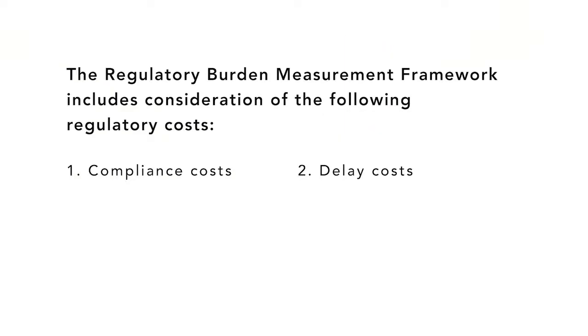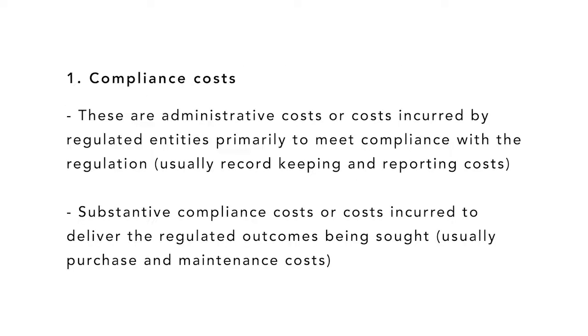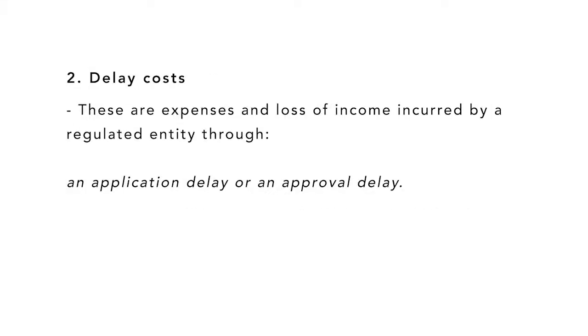The Regulatory Burden Measurement Framework includes consideration of the following regulatory costs. 1. Compliance costs. These are administrative costs or costs incurred by regulated entities primarily to meet compliance with the regulation, usually record keeping and reporting costs. And substantive compliance costs or costs incurred to deliver the regulated outcomes being sought, usually purchase and maintenance costs. And 2. Delay costs. These are expenses and loss of income incurred by a regulated entity through an application delay or an approval delay. We'll explore these regulatory costs in detail below.